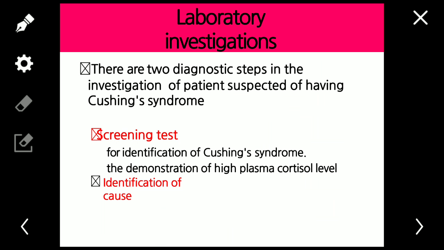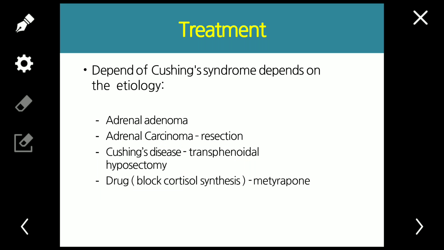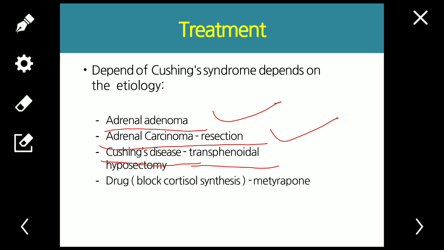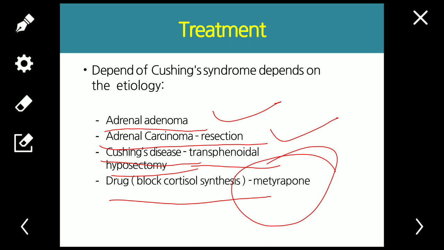All these are seen. When you do the laboratory investigation in Cushing syndrome, you have screening tests for identification of Cushing syndrome, the demonstration of a high plasma cortisol level, and identification of the cause. Treatment depends on the etiology. If it is adrenal adenoma, surgical removal. If it is adrenal carcinoma, resection. If it is Cushing's disease due to a pituitary problem, transsphenoidal hypophysectomy, that is removal of the pituitary tumor. If it is due to drugs, give drugs to block cortisol synthesis.